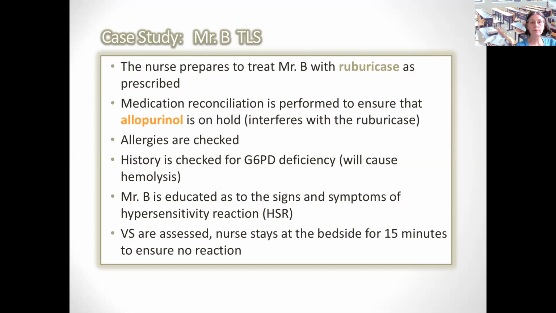Allergies will be checked to make sure we're not giving him anything that we're going to, well, we'll come back to that now. History is checked. We check his medical history to see if it's a G6PD deficiency. That's a chemical in the blood. If they have a deficiency of G6PD, and we give the rasburicase, then it's going to cause hemolysis, more breakdown, but this time of red cells. It's going to break down their blood cells. And so that's a toxic effect of this drug.